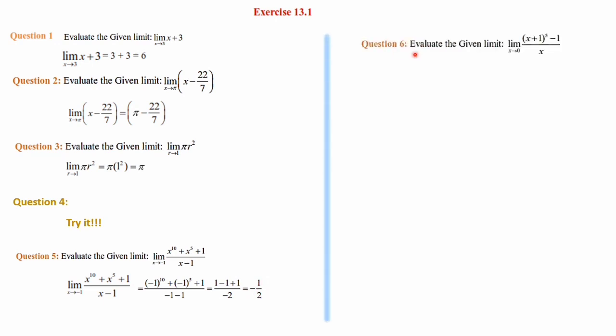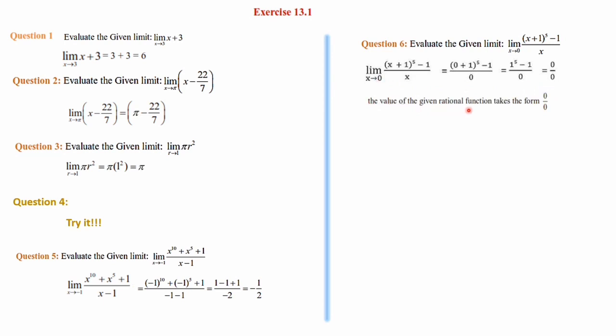Next is question number 6. Evaluate the given limit. Limit x tends to 0, x plus 1 the whole power 5 minus 1 divided by x. Here we have to go for a different approach. If you do it in the previous method, by replacing x with the value 0, that is 0 plus 1 the whole power 5 minus 1 by 0. That is 1 power 5 minus 1 by 0, that is equal to 0 by 0. Indeterminate form we are getting. So we have to go with a different approach when these types of answers come.